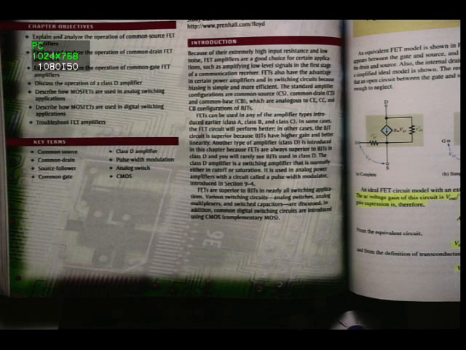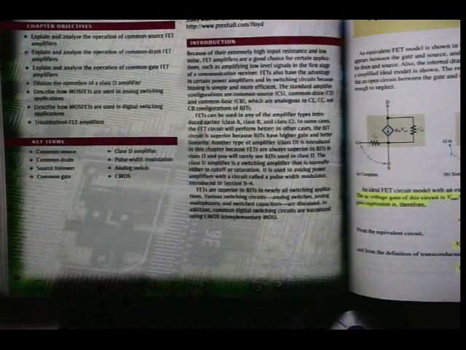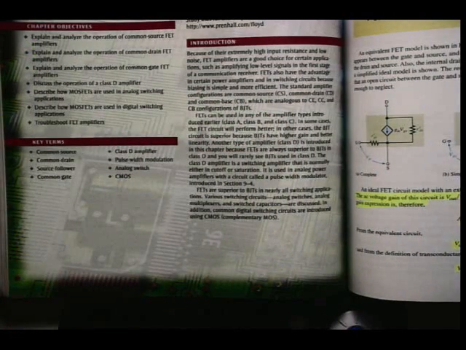On page 236, the introduction there says, because of their extremely high input resistance and low noise, some of the characteristics that we've learned in the previous chapter, field effect transistor amplifiers are a good choice for certain applications such as amplifying low-level signals in the first stage of a communication receiver. FETs also have the advantage in certain power amplifiers and in switching circuits because biasing is simple and more efficient.